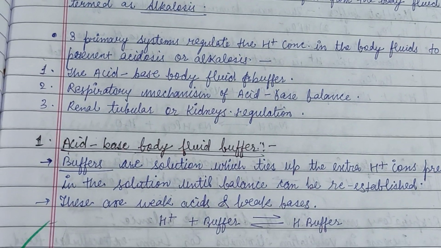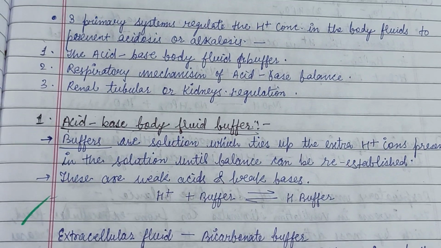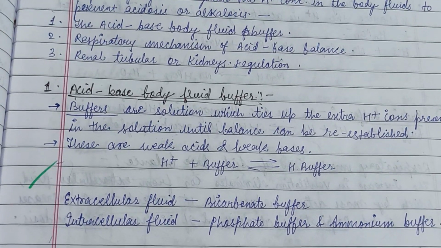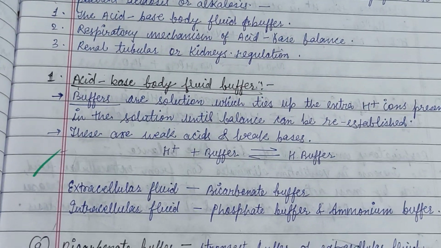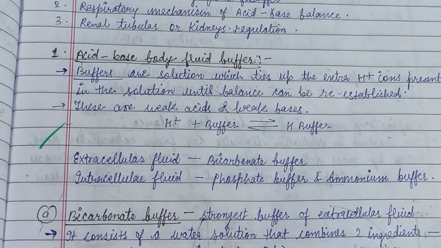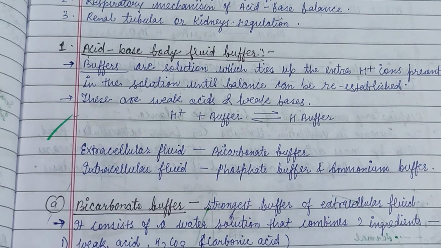Three primary systems regulate the hydrogen ion concentration in the body fluids to prevent acidosis or alkalosis. The first is the acid base body fluid buffer, the second is the respiratory mechanism of acid base balance, and the third is the renal tubular or kidney regulation, and we will see them one by one.